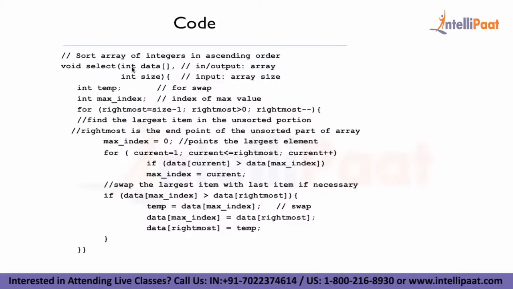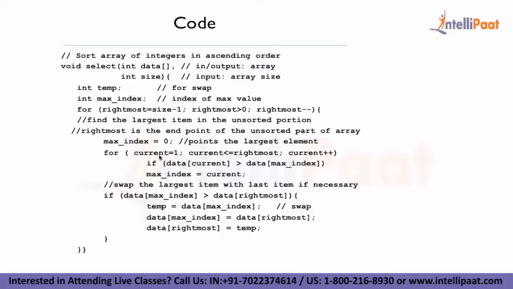In this code we are expecting a data integer array and the size of the array. Then we are declaring two variables, temp and max index. We are doing a loop which runs from the end of the array to the 0th element of the array. Then we are assigning max index equal to 0.